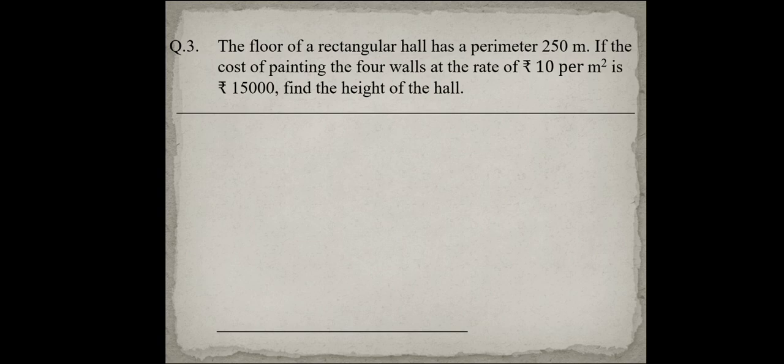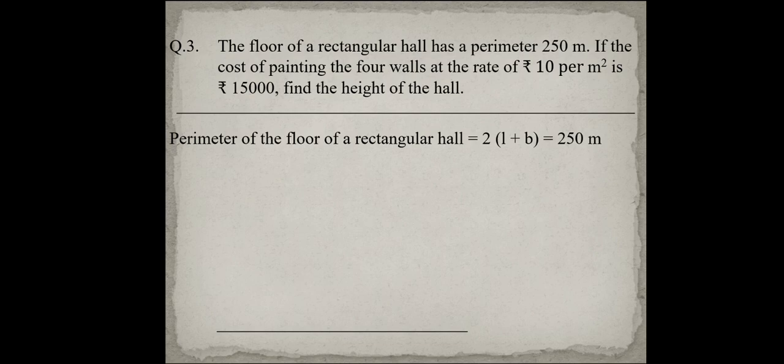Here the perimeter of the rectangular hall's floor is given, that means the floor of that room has its perimeter given. It means the floor is rectangular in shape, and the perimeter of a rectangle is 2 into (length plus breadth), that is equal to 250 meter. This is given. Now the cost of painting the four walls at the rate of rupee 10 per meter square is 15,000, meaning the rate is given and the total cost is given.